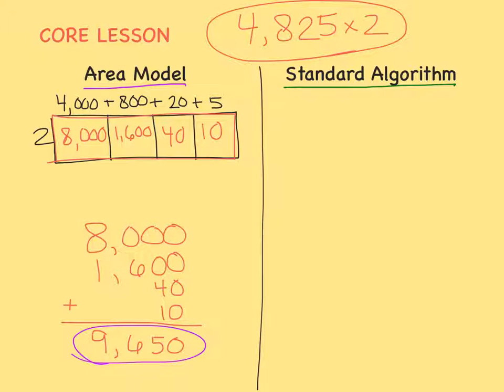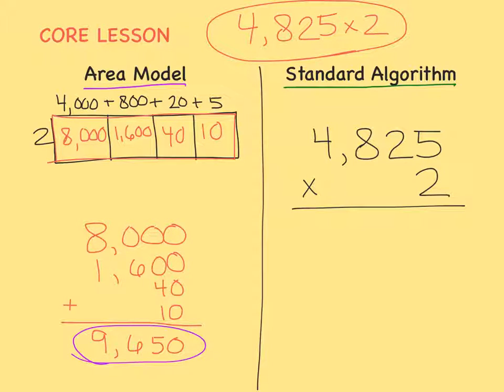Let's solve the same problem using standard algorithm and see how we're really doing the same thing. It just looks a little different. In standard algorithm, we do not need to draw the box that we had for area model, and we're also not going to solve it side by side like it is above. We're going to write the numbers on top of each other, just like we would for addition. As you can see, I carefully lined up my numbers. The ones place is on top of the ones place. Over here, you'll see that I wrote a multiplication symbol to show that we're multiplying instead of adding.